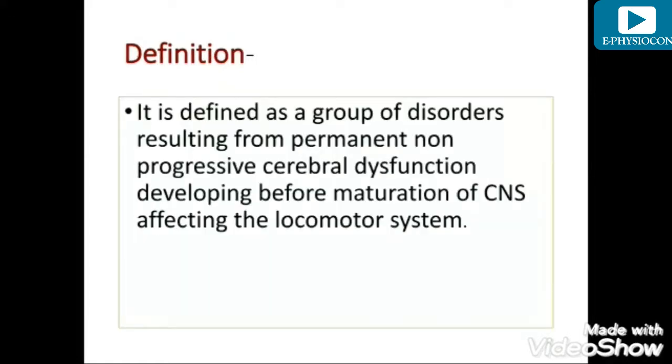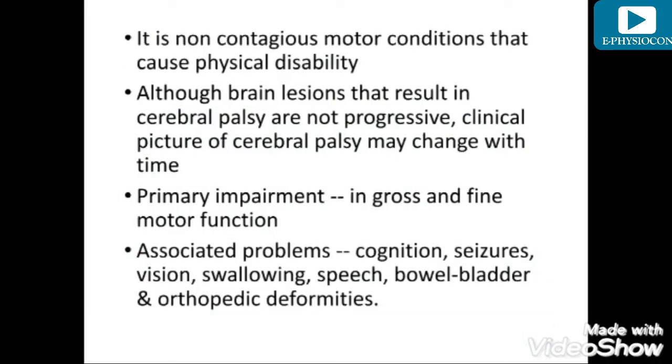It is defined as a group of disorders resulting from permanent, non-progressive cerebral dysfunction developing before maturation of the CNS, affecting the locomotor system. Cerebral palsy is a non-contagious motor condition that causes physical disability. Although the brain lesions that result in cerebral palsy are not progressive, the clinical picture may change with time. Primary impairment is in gross motor function.